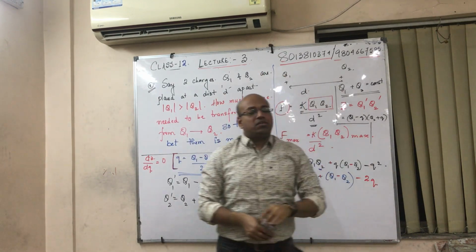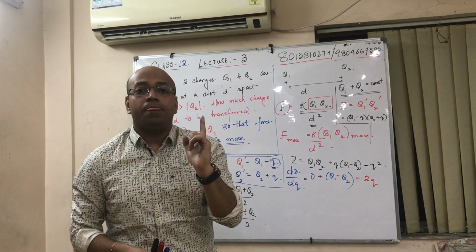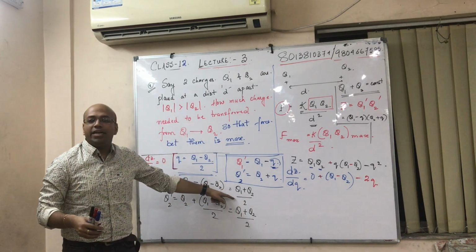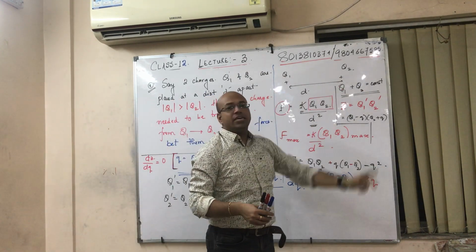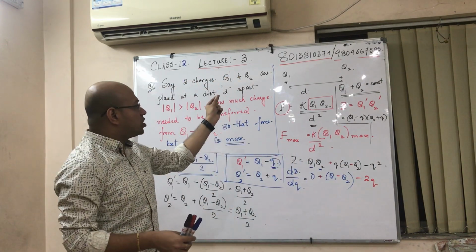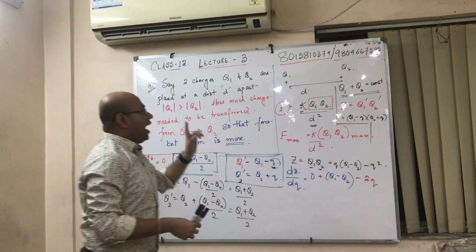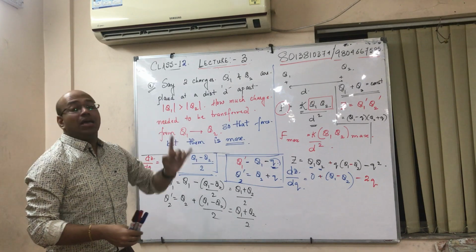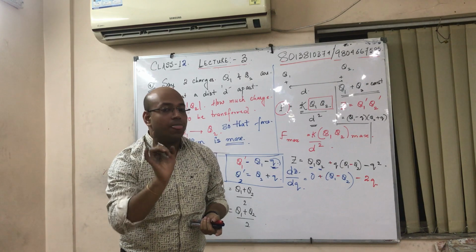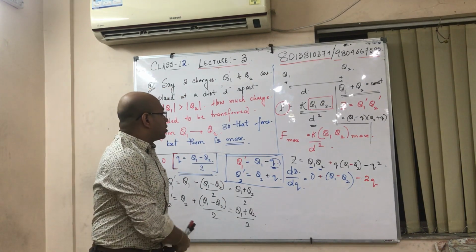I have two charges. They must give a maximum force only when, after summing up, you divide by 2. Simple thing. So after summation of both charges divide by 2, they have to be of equal magnitude. Then only they can exert maximum force on each other. You should keep that in mind.